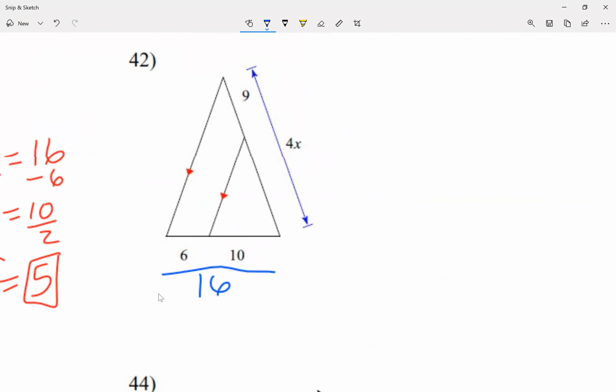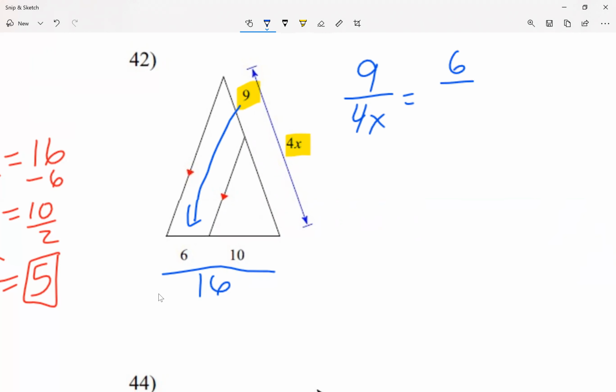So now let me focus on the side that has x. The two values given are 9 and 4x. So I'm going to create a fraction. It doesn't matter which one goes on top. So I'm just going to write 9 over 4x equals. Now the 9 goes with 6, right? Now 4x, notice how 4x is the whole thing. So 4x is going to go with 16.